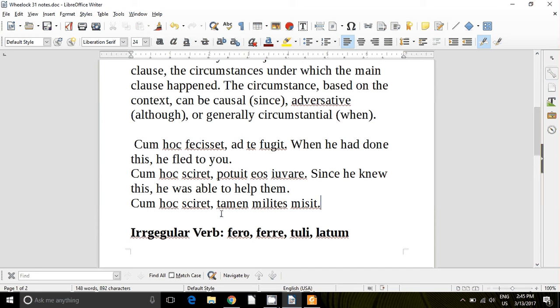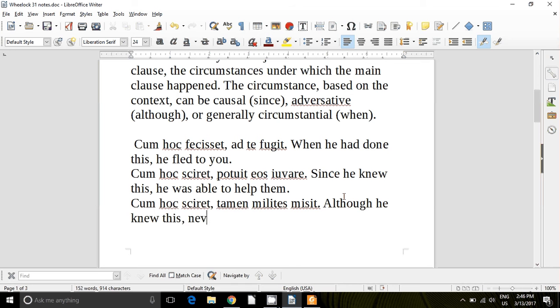And here's cum hoc sciret, same thing. But now I've got tamen over here. That means nevertheless. So here the idea is, although he knew this, nevertheless, misit milites, he sent soldiers. So figuring out what cum means when it's followed by the subjunctive is really based on the context. Sometimes the context is really clear, like here we have nevertheless. So obviously the idea is, although he knew this, nevertheless, he sent soldiers.